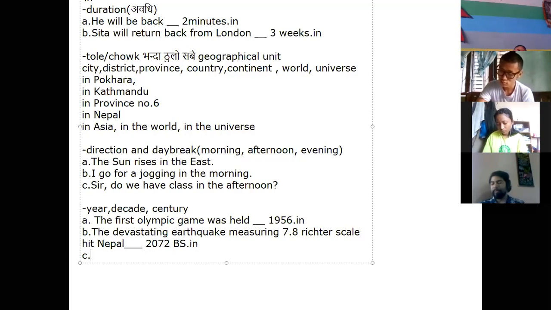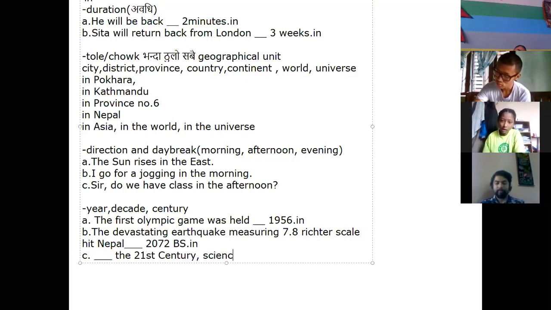So it's also for century and decade, for example, in the 21st century, science and technology.